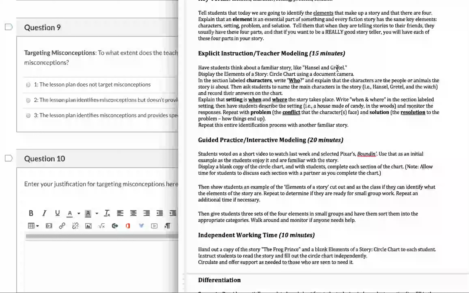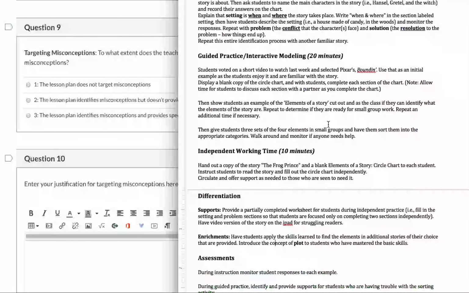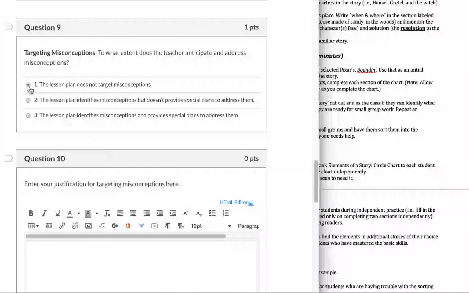You have them think about a familiar story like Hansel and Gretel, maybe not Hansel and Gretel, because not all students know that story, so you want to find one that everybody would resonate with. As you go through, she's giving a basic description, and she does it twice with two stories, and there's no real targeting of misconceptions there. Students voted on a short video last week. Blank copy, elements of a story again, and got the story of the Frog Prince. So here, there is no specific mention of targeting misconceptions.